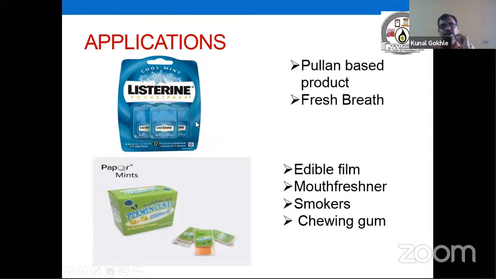Next, we are familiar with this product. We can see various advertisements of the products, glycerin pocket packs. So you will wonder that glycerin pocket packs contain a modified natural polymer. So yes, glycerin pocket pack contains a pullulan based polymer, a modified pullulan polymer. Now pullulan is converted in this case into a film, which is edible. And therefore, this is used as a mouth freshener. It is well known as a mouth freshener.